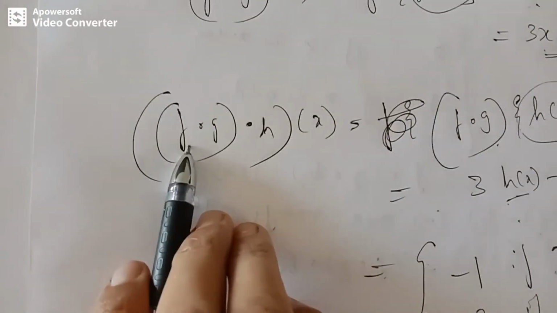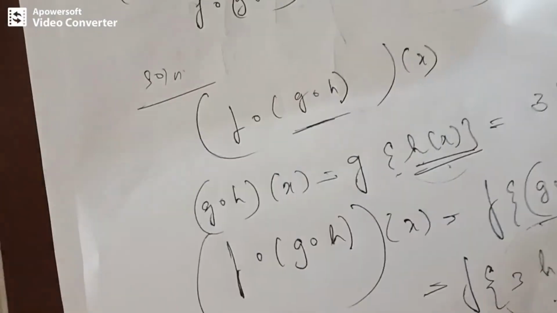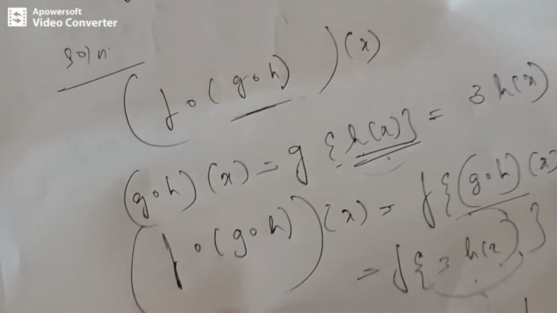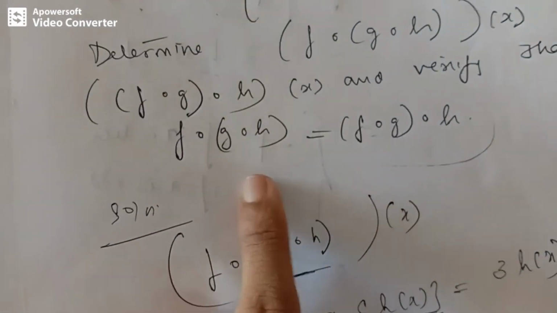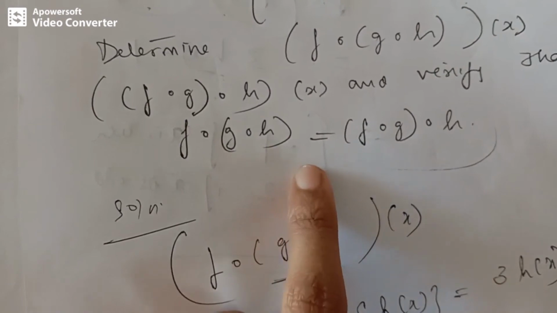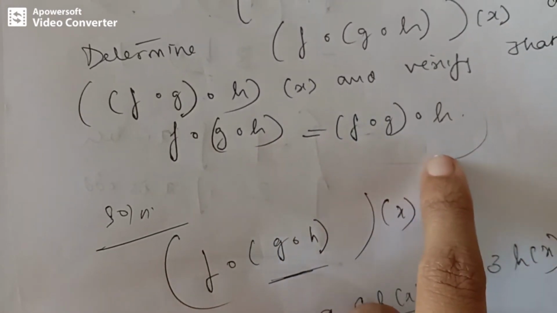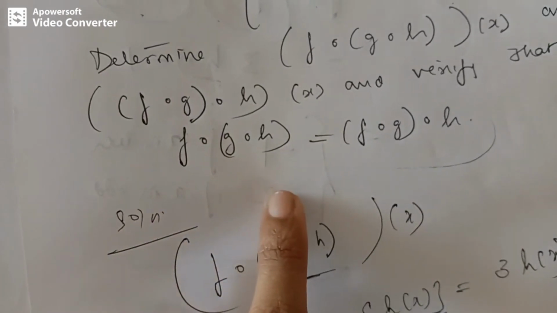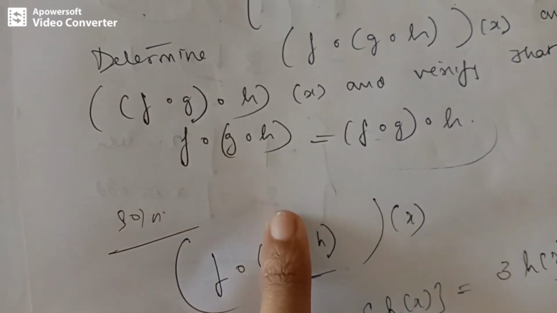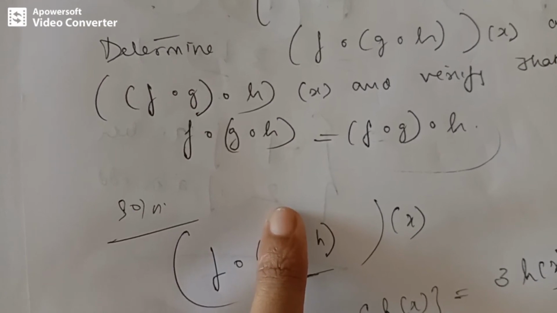If you check f composite g composite h of x, and f composite of g composite h of x, they both have the same result. Therefore, we can prove that f composite g composite h is equal to f composite g composite h. So we can write this as the final result. So these are all the problems related to composition of functions. Thank you.